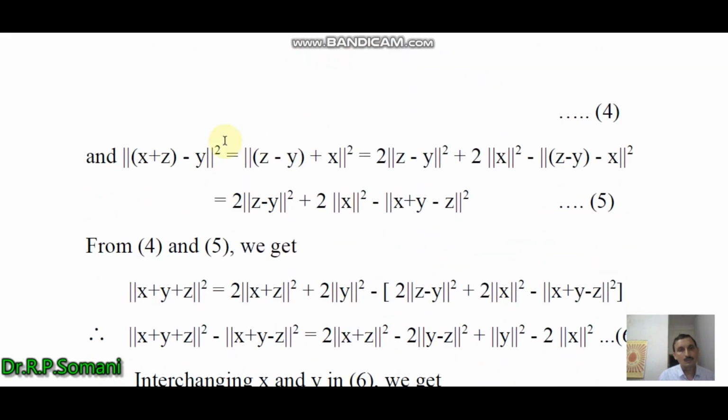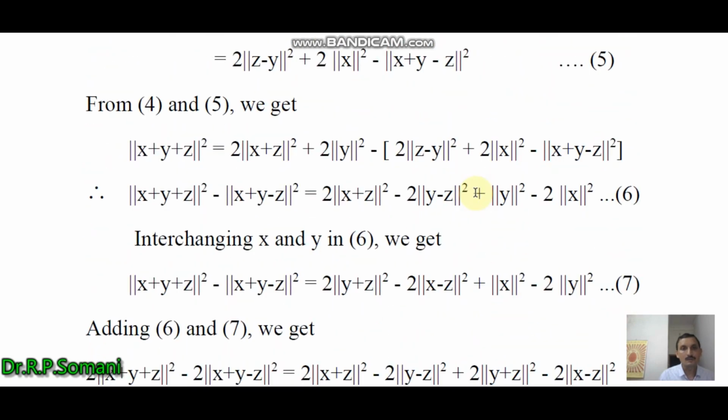And norm of x plus z minus y square equal to norm of z minus y plus x square, and this is again by equation 1. We obtain this as twice norm of z minus y square plus twice norm of x square minus norm of x plus y minus z square.